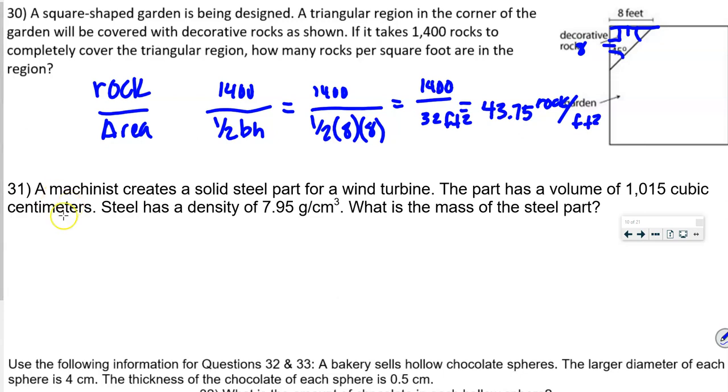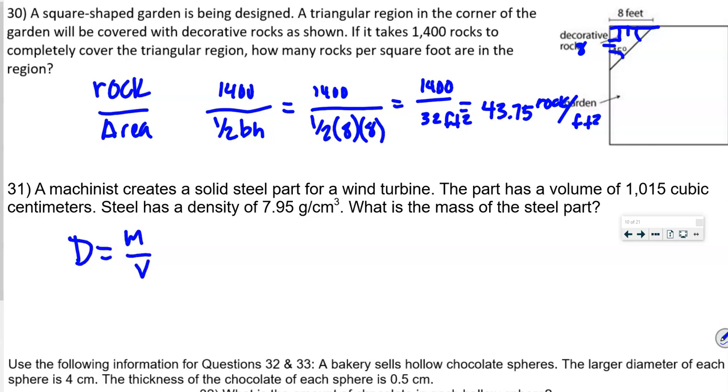Okay, the next one says a machinist creates a solid steel part for a wind turbine. The part has a volume of 1,015 cubic centimeters. The steel has a density of 7.95 grams per centimeters cubed. What is the mass of the steel part? Okay, so remember, density equals mass over volume. This one's got a volume, right?